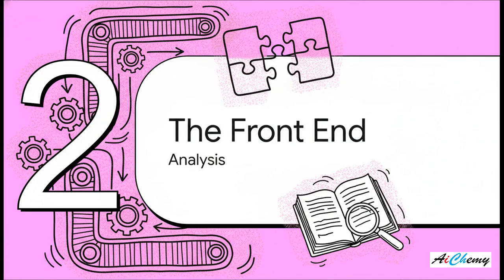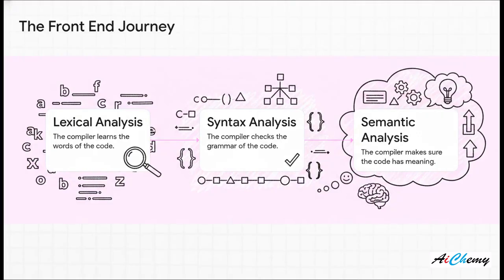So let's start with that first half of the assembly line, the front end. Let's really dig into how a compiler starts to make sense of our code. This whole analysis journey basically happens in 3 steps. You can think of it like this. First, the compiler has to learn the individual words. Then, it checks the grammar. And finally, it has to make sure the sentences you've built actually mean something coherent.